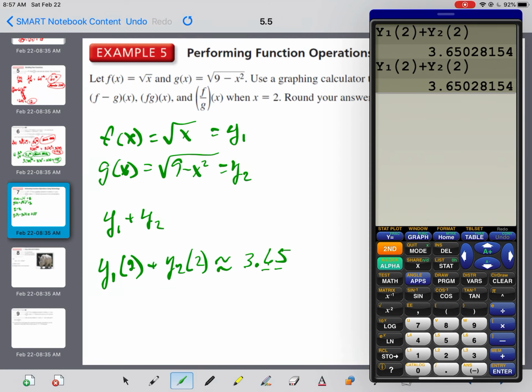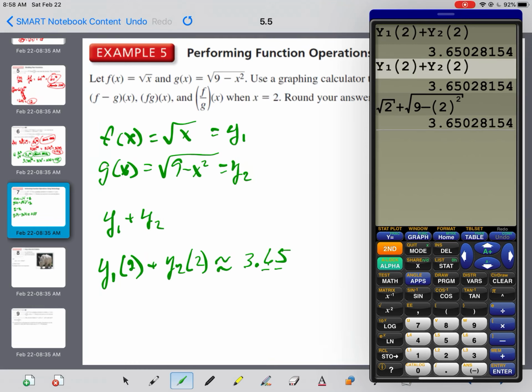Now, we could do this the long way with putting the 2 in there, and we could say, okay, take the square root of 2 and add the square root of 9 minus 2 squared, and we should get the exact same answer. It just takes what we put into the y's and runs it. What's nifty is on your calculator, you can either push the up arrow, or if it's touchscreen like mine is right now, you can go back up to that, push enter, it retypes it, and then just go back over to the plus, and then just go, well, let's run it for minus.